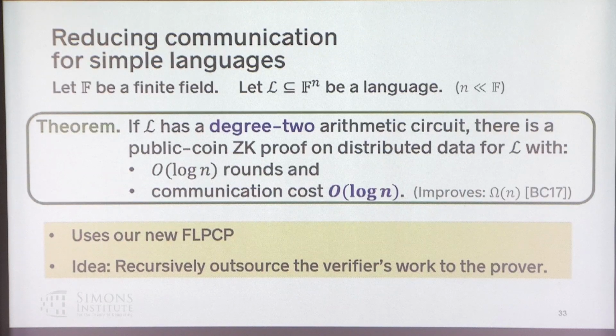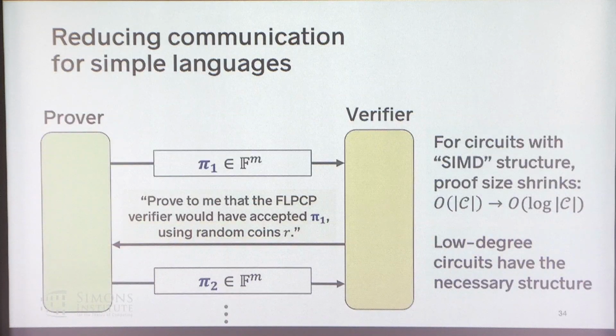Okay, so the last thing I want to mention is how we can get even shorter proofs for structured languages. The idea here is we use this new fully linear PCP construction, but we use interaction to recursively outsource the verifier's work to the prover. So the prover sends you a fully linear PCP, but then instead of checking it yourself, you send your random coins to the prover and you say, prove to me that I would have accepted this proof had I checked it. And then the prover sends you a proof, and you recurse all the way down until there's a constant size thing that you can check yourself.